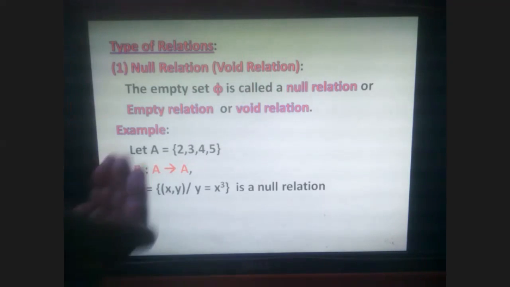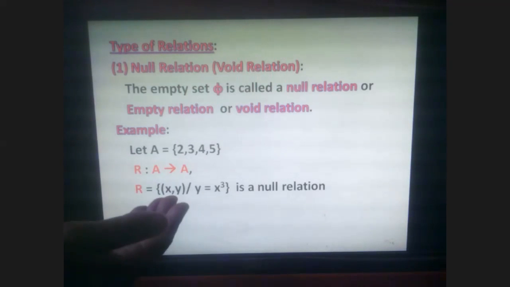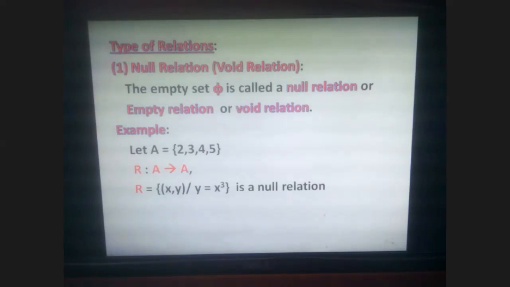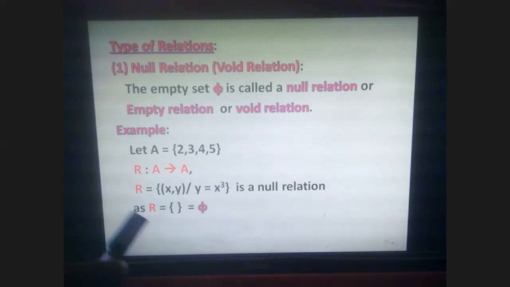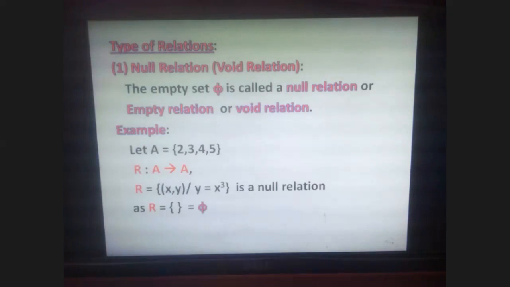We cannot have any element with Y equal to X cube. If (X, Y) is such that Y equal to X cube, there is no element. It is a null relation because R contains no element. It is a null set. That is a null relation or empty relation.